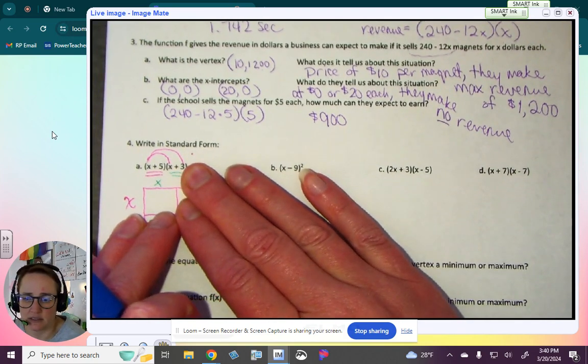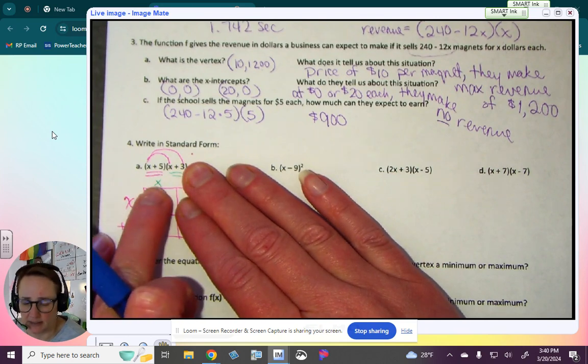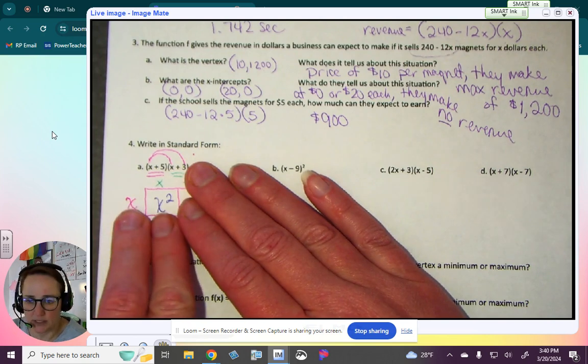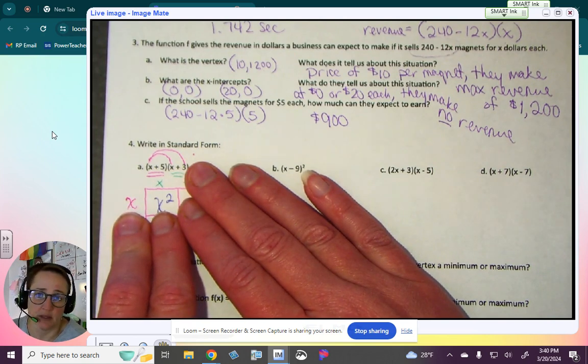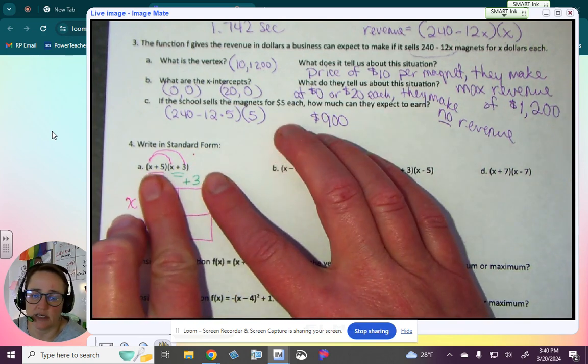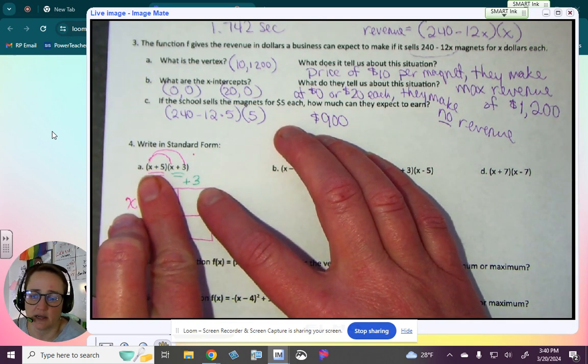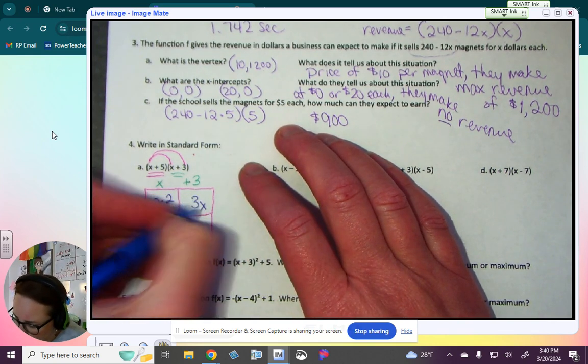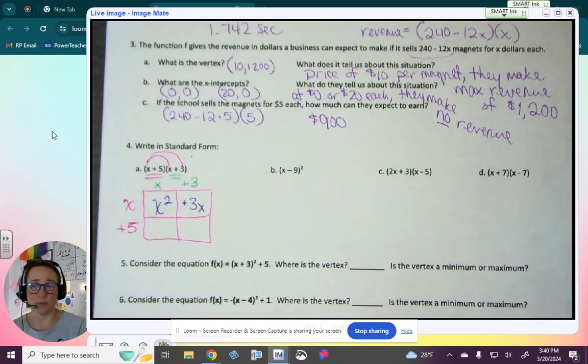So in this box, I'm multiplying x times x, and I'm going to write x squared because that's what happens when I multiply those two together. My next one is going to multiply this x times 3. So 3 times x is 3x, and it's a positive 3, so I'm going to go ahead and just put a positive 3 so I remember that it's a positive 3x.